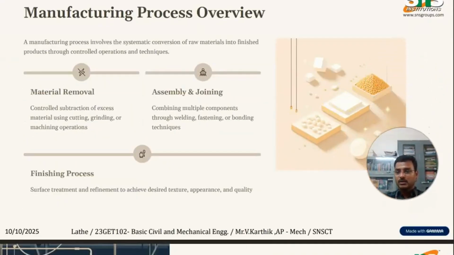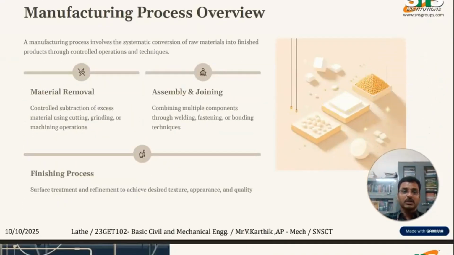Before going for the lathe types and its lathe operations, we'll see what is meant by the manufacturing processes. Manufacturing process is one of the major areas in mechanical engineering, where the raw materials will be converted into the products with the help of some machines and operations. The definition given is: the manufacturing process involves the systematic conversion of the raw material into the finished products through controlled operations and techniques.